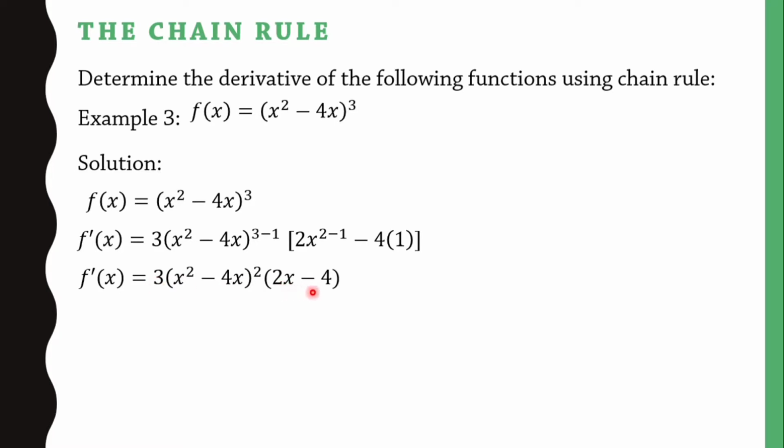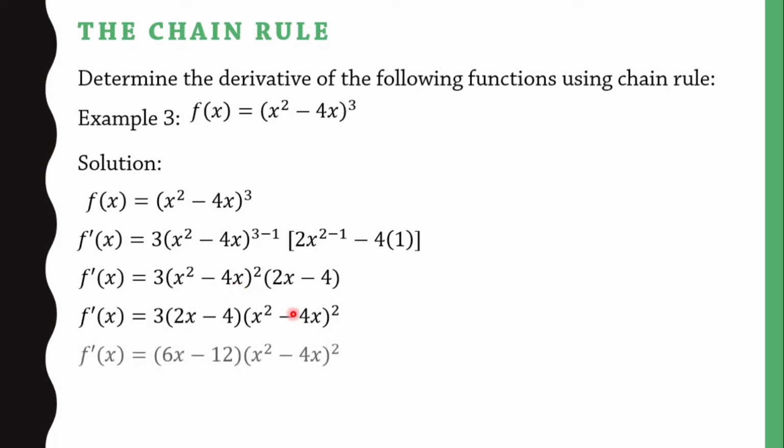So to simplify, we multiply 3 and 2x minus 4, then simply copy this expression. So 3 times 2x, that will give you 6x, minus 3 times 4, that is 12. So our final answer will be 6x minus 12 times the quantity x squared minus 4x raised to 2.